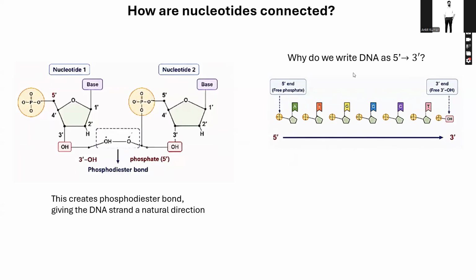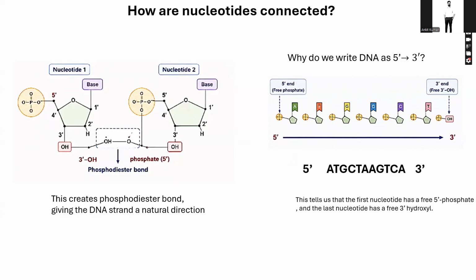And similarly, you can see why we write DNA as 5 prime to 3 prime. That is the template strand, because this 5 prime end has the free phosphate group. And that's why this is 5 prime. And since the phosphodiester bond is formed from this side, 5 prime to 3 prime, and the condensation reaction is happening in that way, that's why this is called 5 prime to 3 prime. And this tells us that the first nucleotide has a free 5 prime phosphate group, and the last nucleotide has a free 3 prime hydroxyl group, and that's why these are called the 5 prime and 3 prime ends.